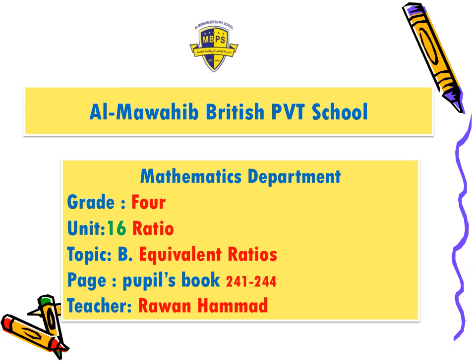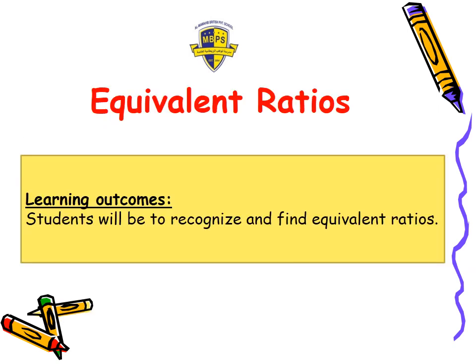Still we are in unit 16, ratio, and lesson B, equivalent ratios. So our learning outcomes for today: to recognize and find equivalent ratios.